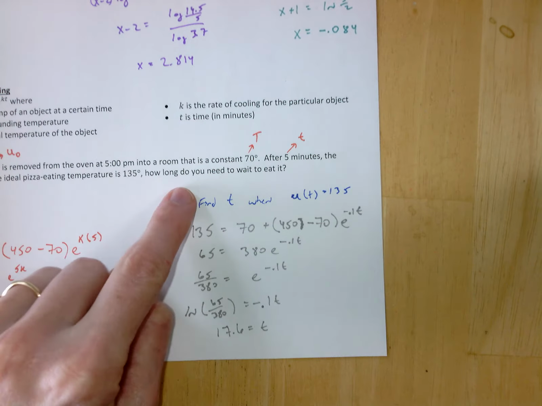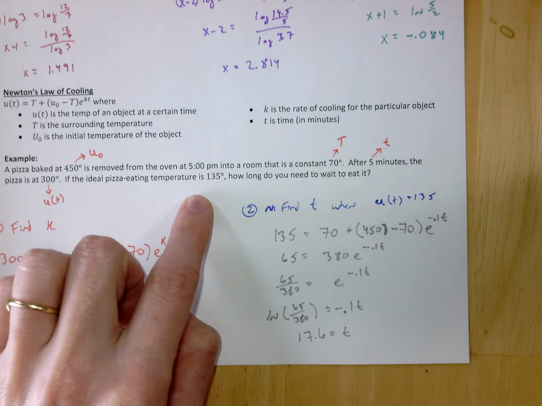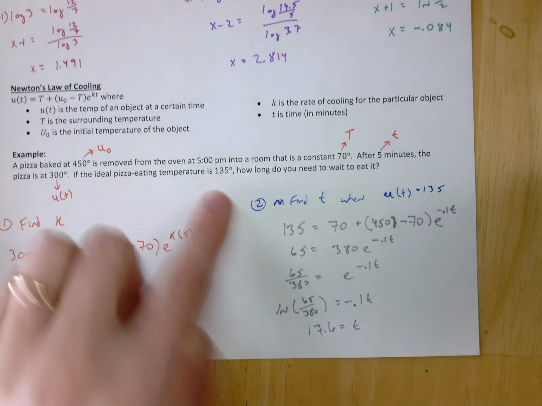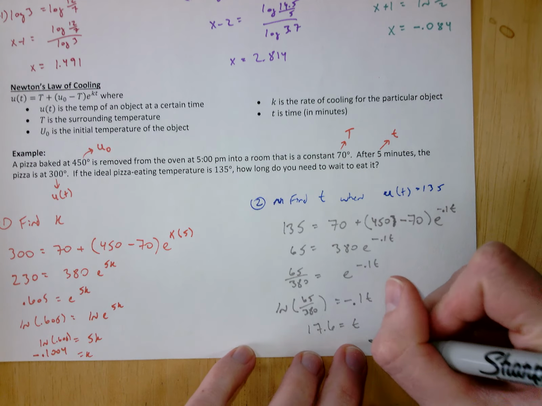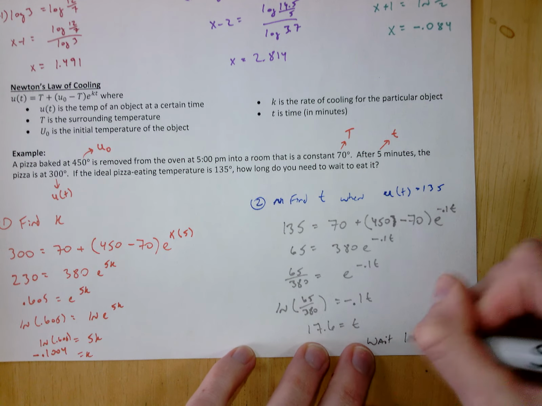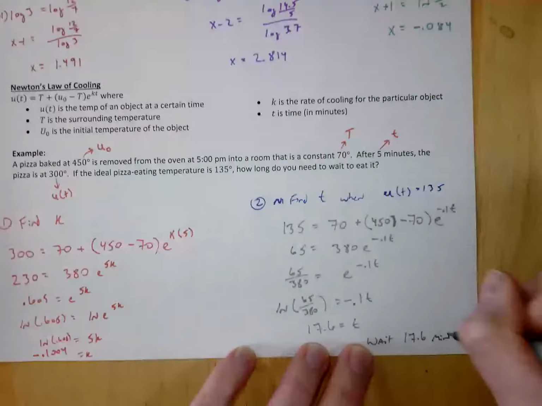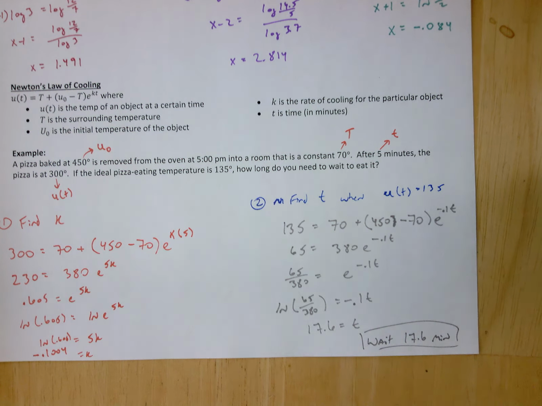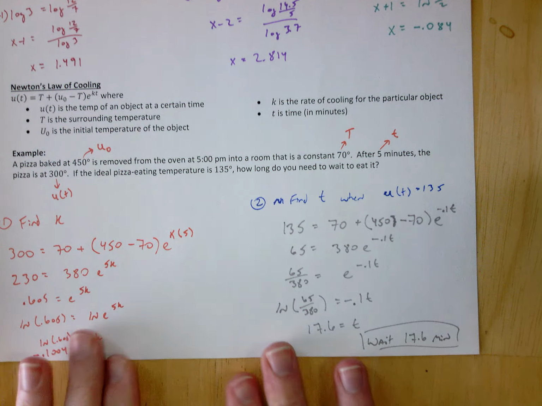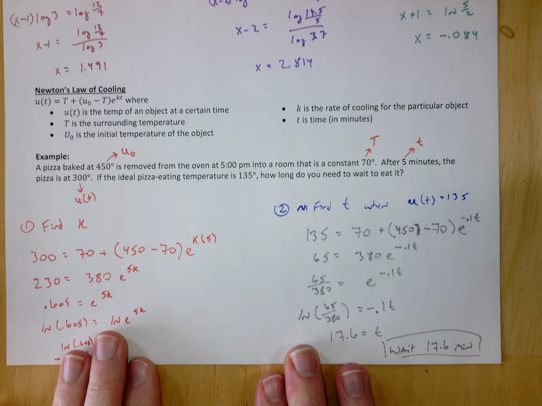So the question is, how long do you need to wait to eat your pizza to get it to drop from 450 degrees to 135 degrees? So you need to wait 17.6 minutes. Okay, so it's kind of a two-part question. You've got to figure out what your K is, and then you go from there. So this is a pretty cool thing. It's something that you could use.